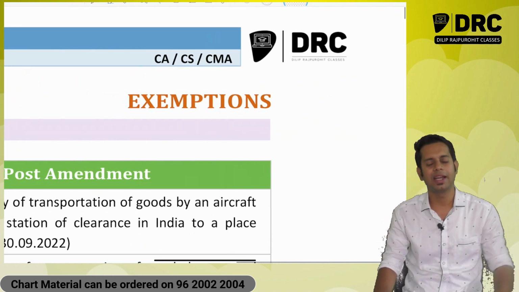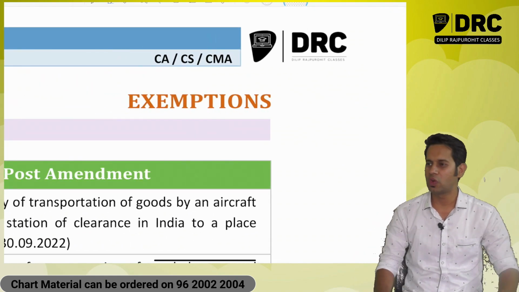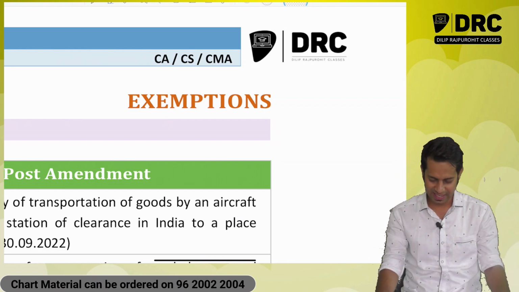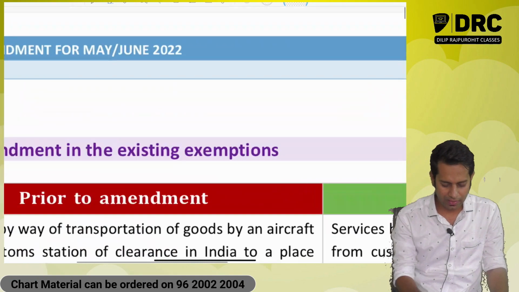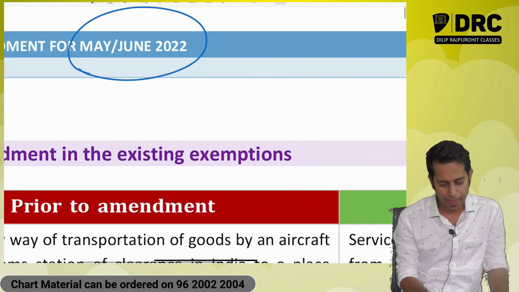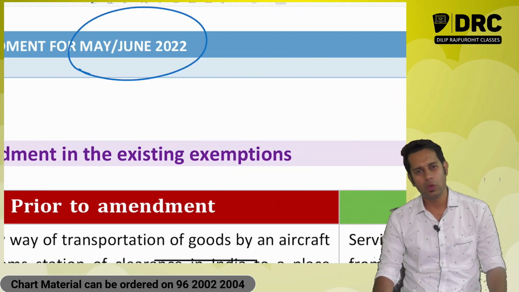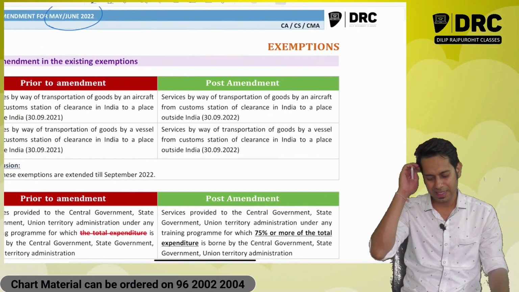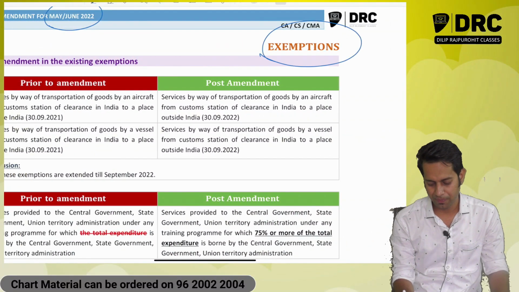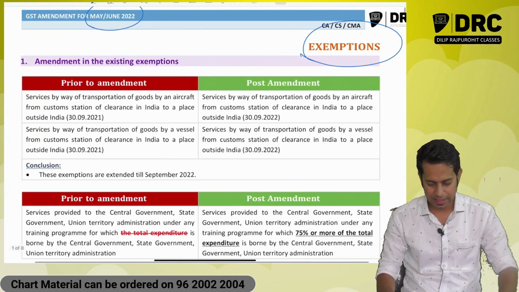Okay, with that being said, let us now start our discussion on this beautiful topic called Goods and Services Tax. GST amendments under GST. What are the different amendments which are applicable for your May or June 2022 examinations? There are not much amendments. So the first amendment is in your chapter called exemption. Sir, what is the amendment in this chapter?